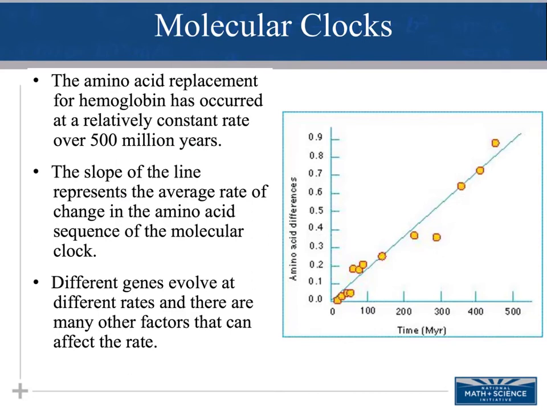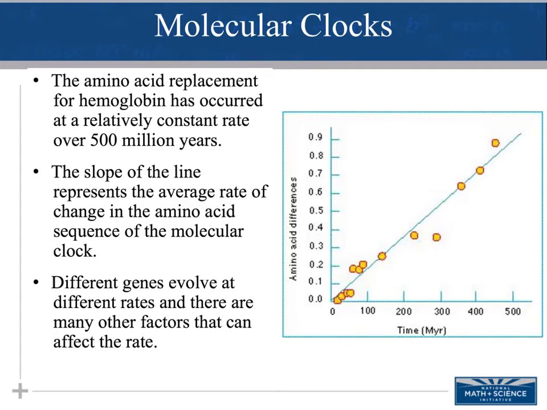Right, so you don't really have to write anything. One of the ways you might see this represented is in some kind of graphical form. So this shows amino acid differences over a period of time. And this specifically is talking about the amino acids in hemoglobin.